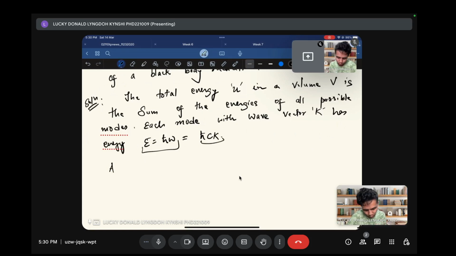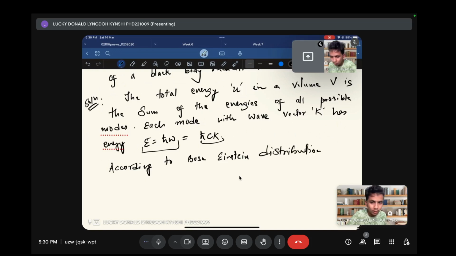So photons follow what? Bose-Einstein distribution. Because photons follow the Bose-Einstein distribution, if you find the average number of particles, you have to use the Bose-Einstein distribution. There is a derivation to find the number of particles in a particular state, so you can just have a look at it.